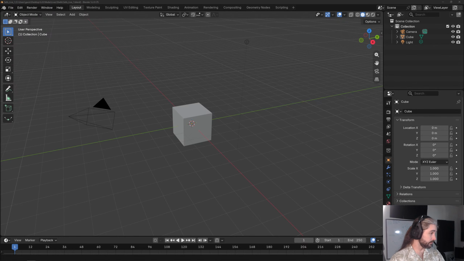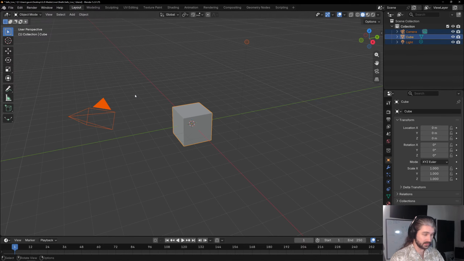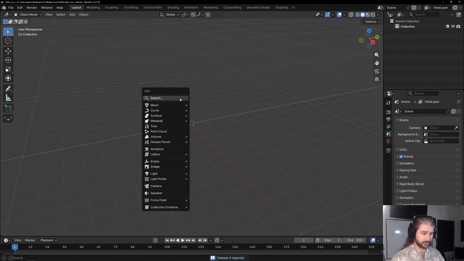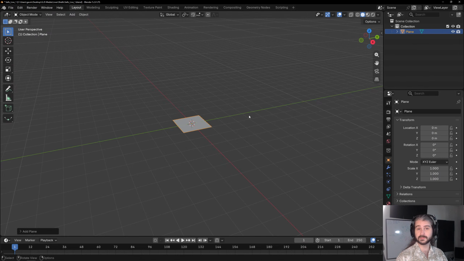So, without further ado, what we're going to do is the traditional sacrifice of the default cube. And then we're going to bring up, well, really any piece of geometry because it doesn't matter what it is.